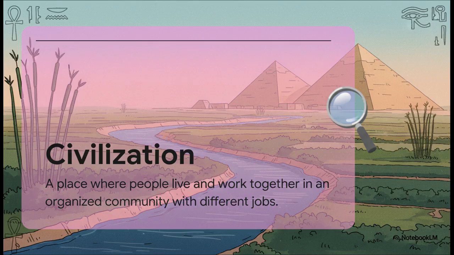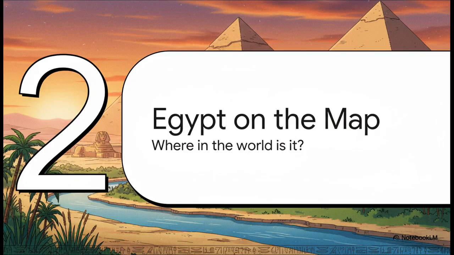Great start. Now, let's put on our geography hats and figure out where exactly in the world ancient Egypt was. I mean, it's one thing to know what it was, but it's just as important to know where it was. So, question 2. On which continent and in which hemispheres is Egypt located? Take 5 seconds and pause right now.